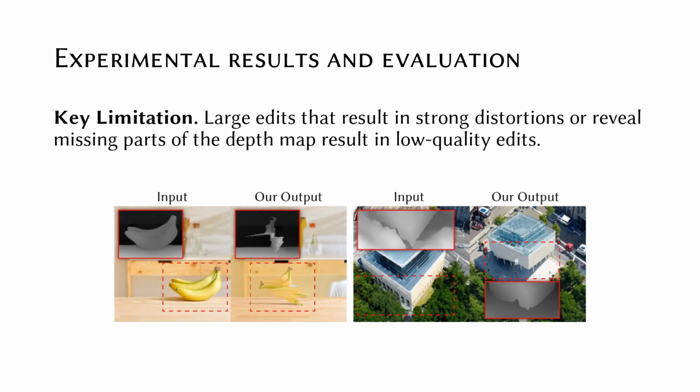A key limitation in our method is the reliance on reasonable depth maps. While depth-to-image diffusion models being trained on estimated depths are somewhat robust to inaccuracies and warps in the depth map, large edits that cause strong distortions or reveal large missing portions of the depth map result in low-quality edits.